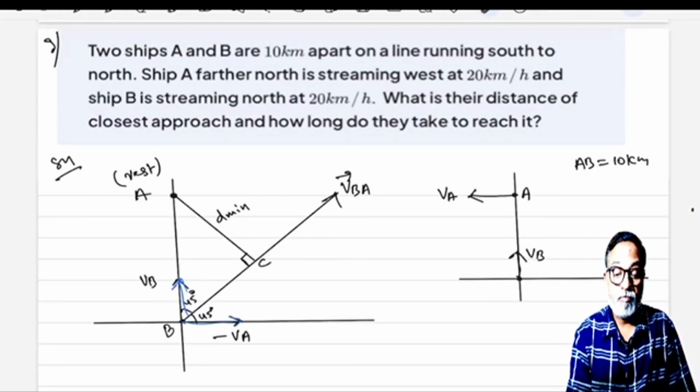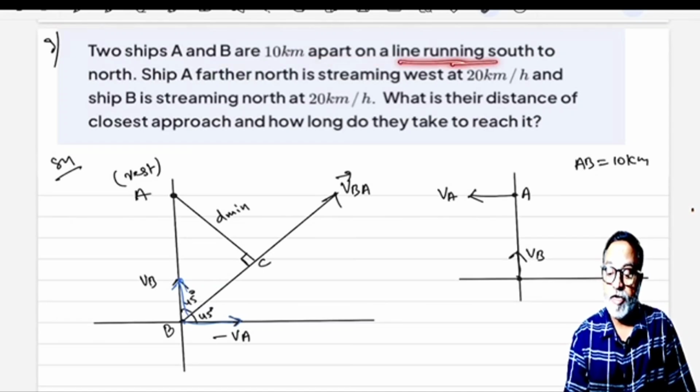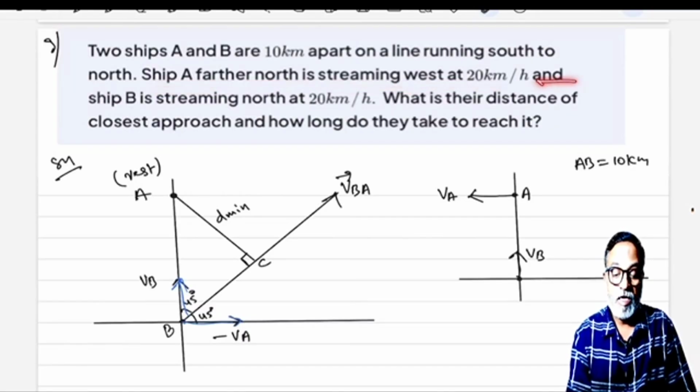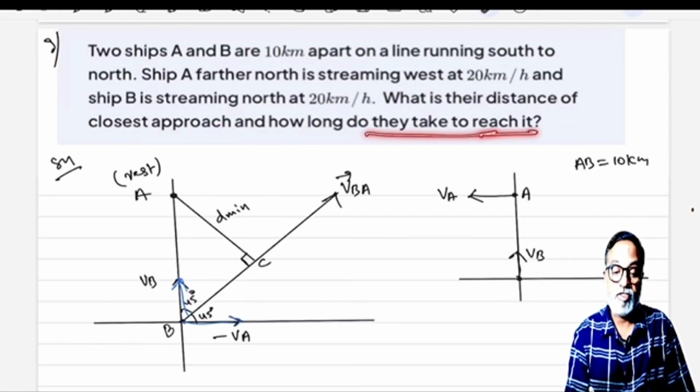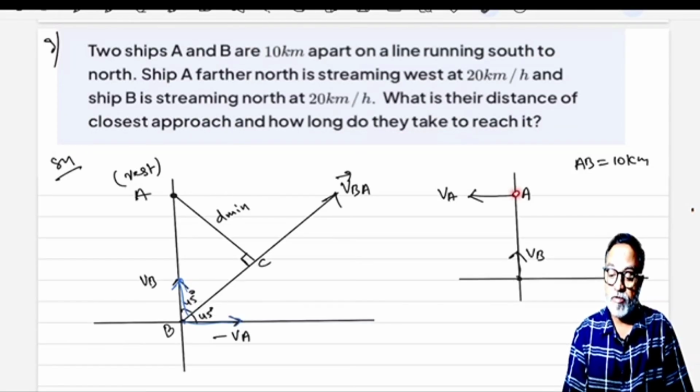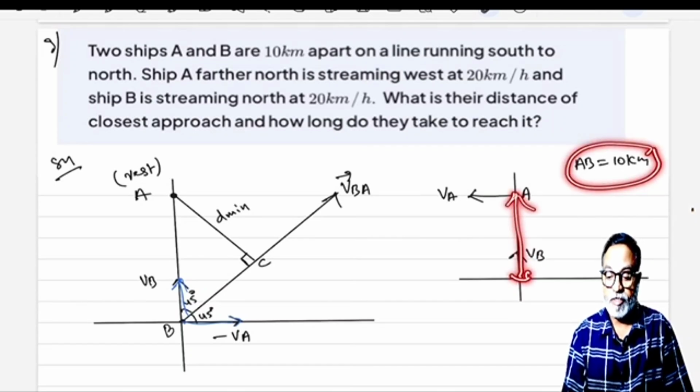This is another problem. Two ships A and B are 10 kilometers apart on a line running south to north. Ship A, farther north, is steaming west at 20 km per hour and ship B is steaming north at 20 km per hour. What is their distance of closest approach and how long do they take to reach it? See here, ship A is farther north, it is moving towards west, and ship B is moving towards north, and the distance between them is given as 10 kilometers.